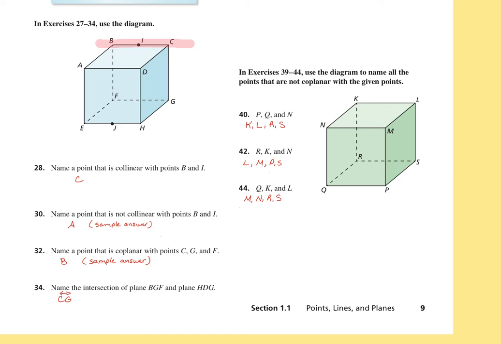32, collinear to C, G, and F would be B. C, G, and F is anything on this back. So it could have also been I.